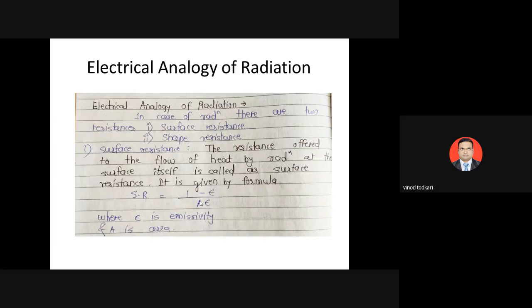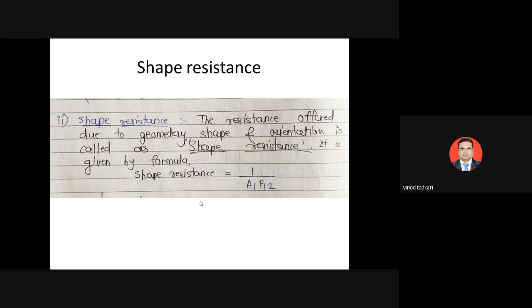What is shape resistance? It is the resistance offered due to the geometry, shape and orientation of the objects. It is given by the formula 1 upon area into view factor. Let's say heat is flowing from 1 to 2, right? As heat is emitted by 1, I have to consider the area of plate 1. As it is emitted by 1 and moving towards 2, I have to consider the view factor of 1 with respect to 2. View factor and shape factor are one and the same. These are two terminologies, right? View factor is also called shape factor. In some books it is called shape factor, in some books it is called view factor.